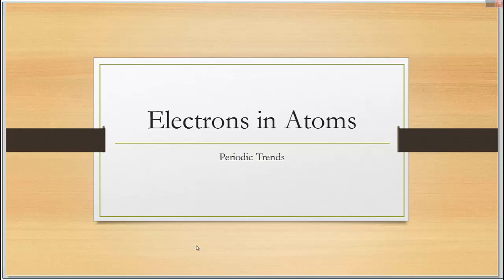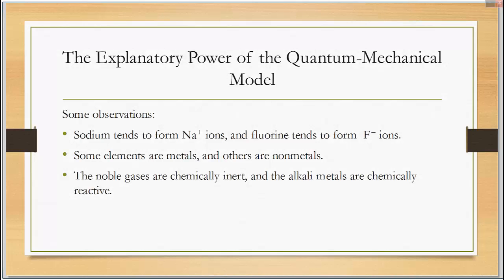In this tutorial, we will be discussing the periodic trends. You may have noticed several things as we're studying chemistry. For instance, the alkali metals, such as sodium, form a +1 ion, while fluorine tends to form a -1, as well as the other halogens. Some elements are metals and others are nonmetals. Noble gases are chemically inert, which means that they typically don't react, while the alkali metals are chemically reactive. They react quite violently with water.